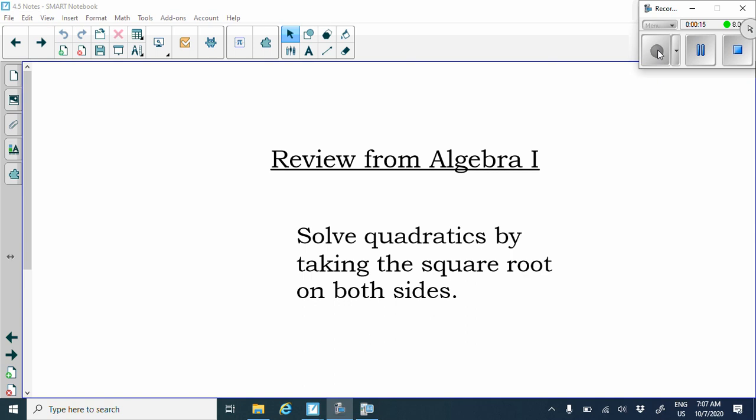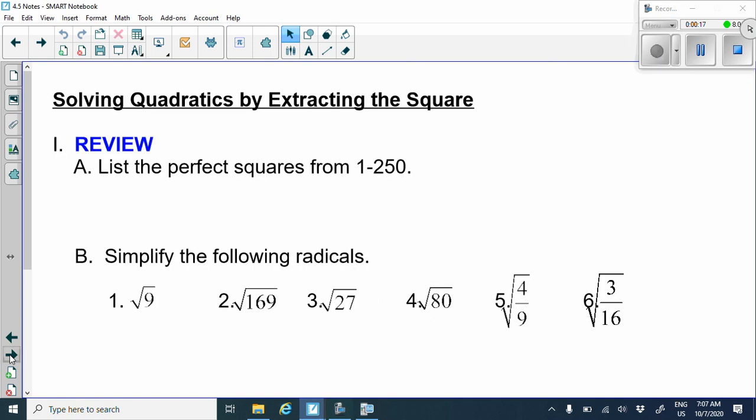Okay, now before we actually get into that, we need to review our perfect squares, because we will need to know that information in order to simplify when we are solving. So if you want to, go ahead and pause this video and list the perfect squares from 1 to 250. Okay, let's see what you got here. So our list will start actually at 1. So don't forget that 1 is also a perfect square here.